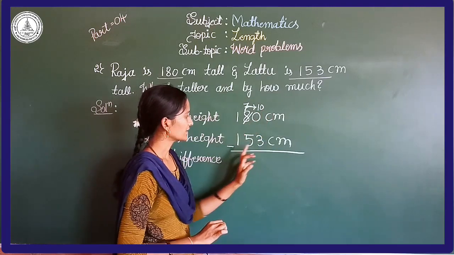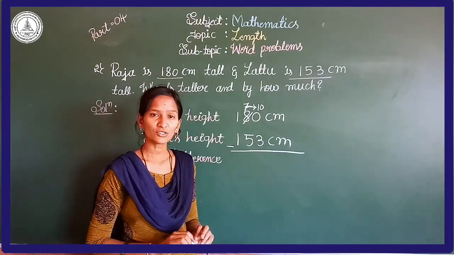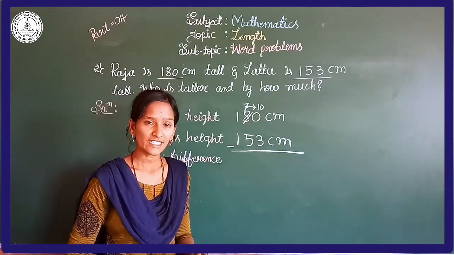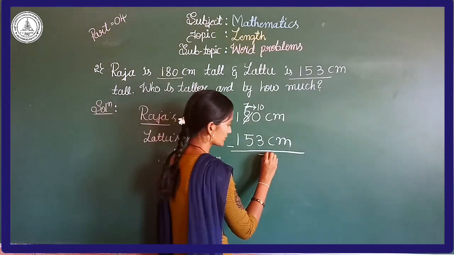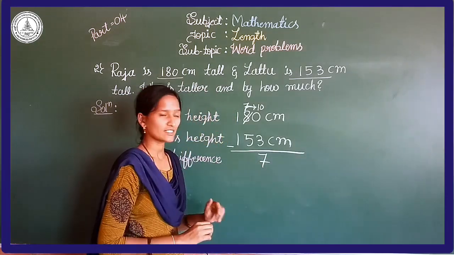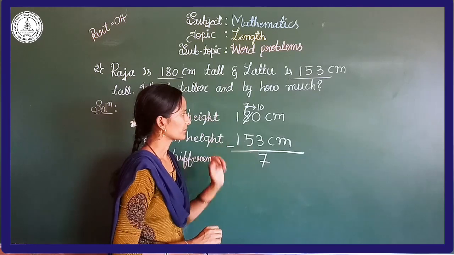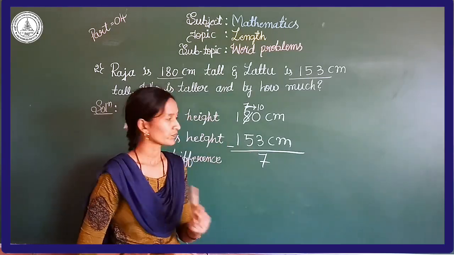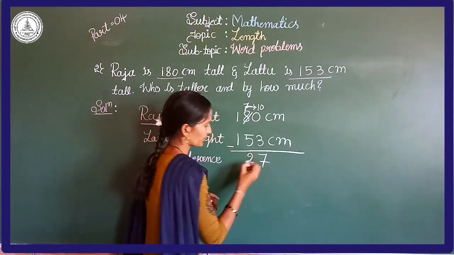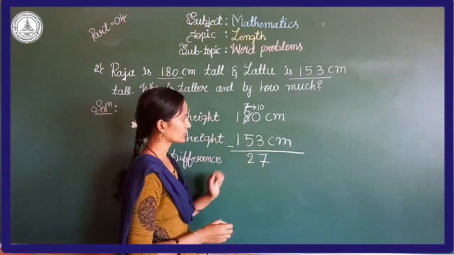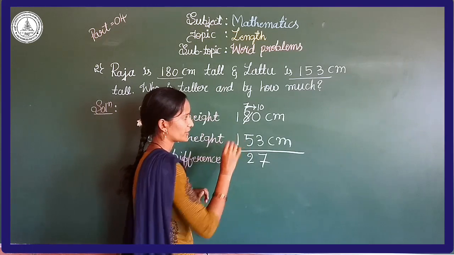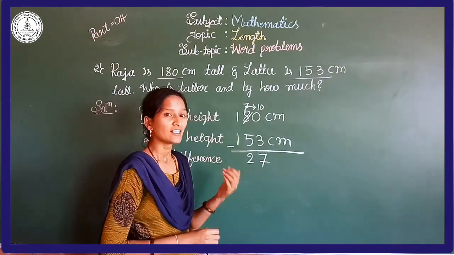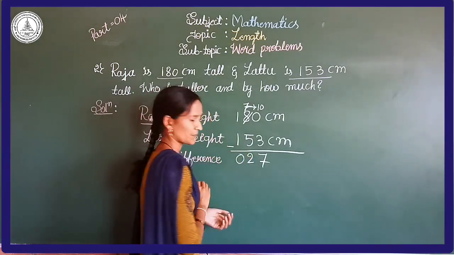See, 10 minus 3. 10 minus 3 is equals to what? 10 minus 3 is 7. So write down here 7. So next, 7 minus 5. What is 7 minus 5? 7 minus 5 is 2. So write down here 2. So next, come to hundreds column. It is 1 minus 1. 1 minus 1 is 0. So write down here 0.